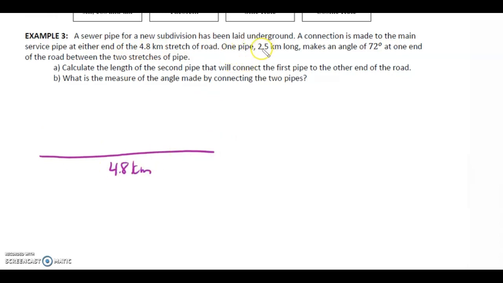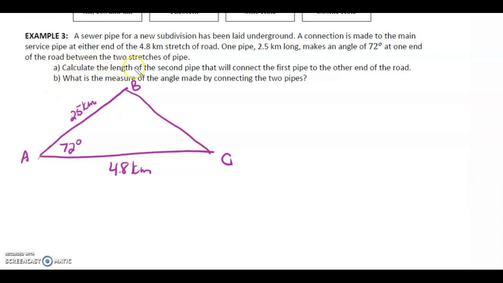One pipe, 2.5 kilometers long, makes an angle of 72 degrees at one end of the road. So 72 degrees, this pipe is 2.5 kilometers long, at one end of the road between the two stretches of pipe. So we'll obviously finish our triangle. Let's just call this A, B, and C.